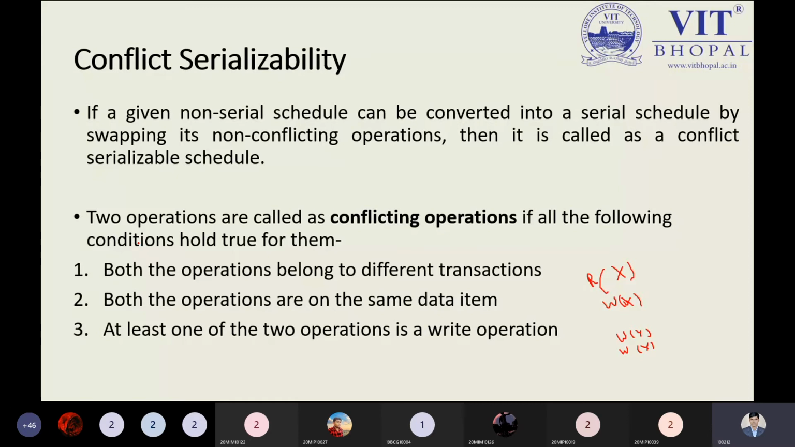Mark: at least one of the two operations is the write operation. So that is the point. Of the two operations, I have read and write operation, so that is the write operation. Again, I will have a conflict serializability or conflict operation I can have.